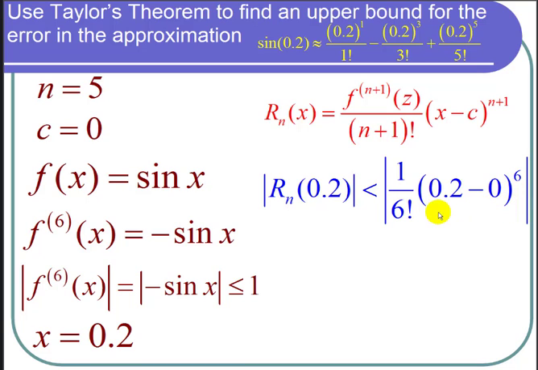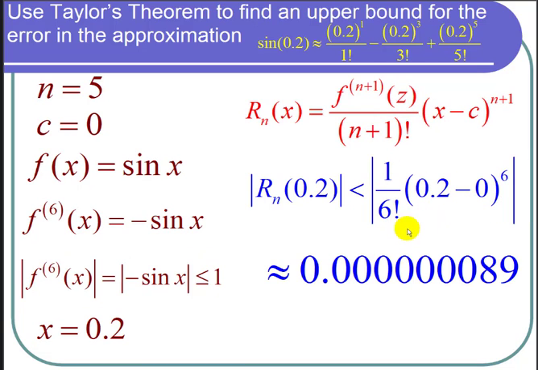At this point, I just put this in a calculator, and what I got was that the remainder was less than 0.000000089. So we could see that the remainder, the error bound, in using Taylor's theorem, is very, very small. And I'm done with the problem.